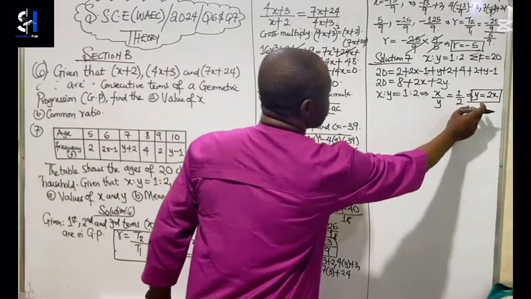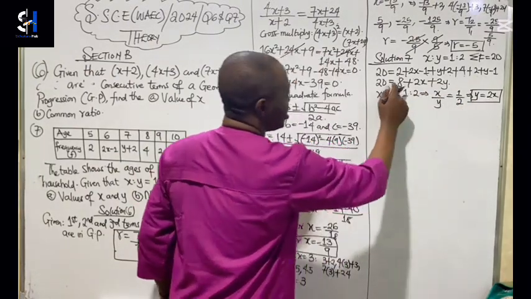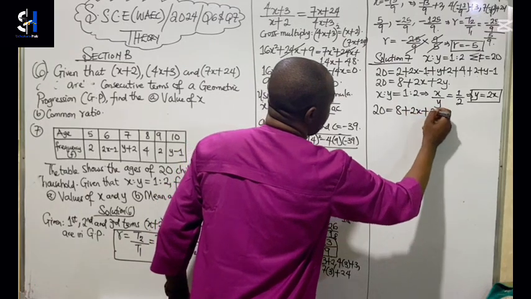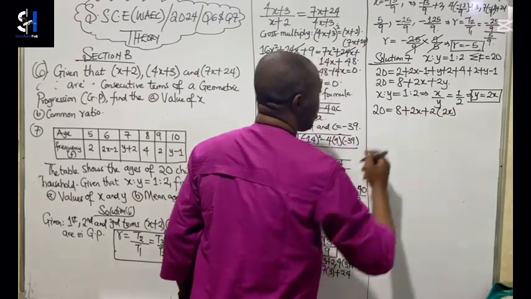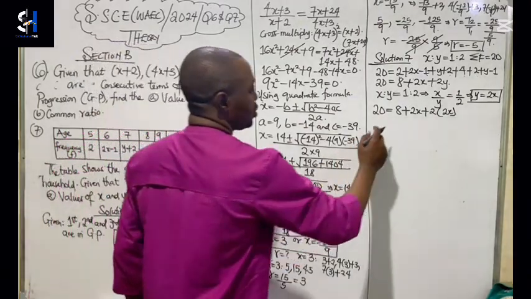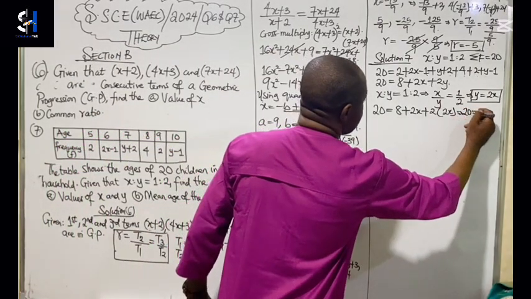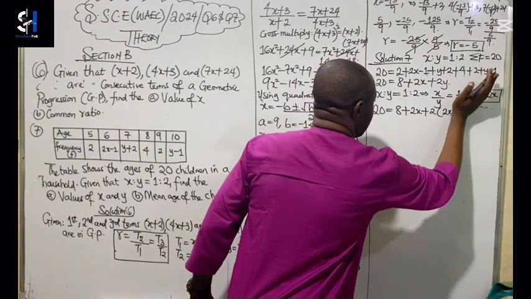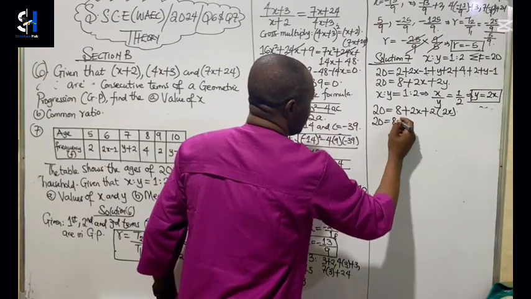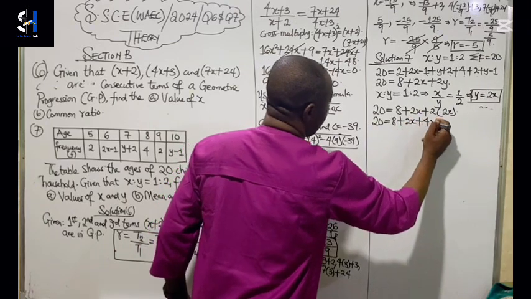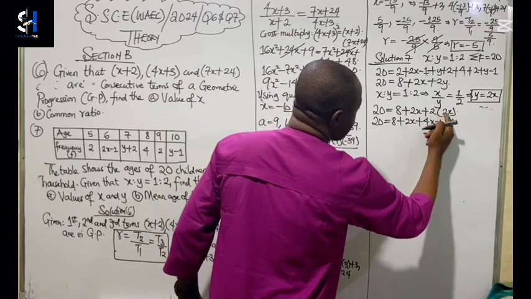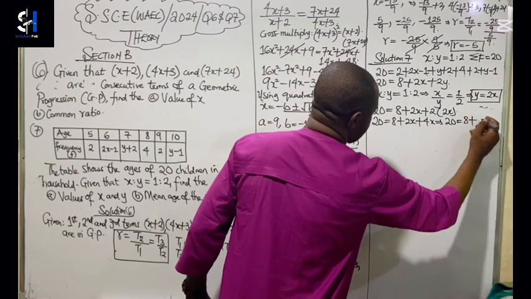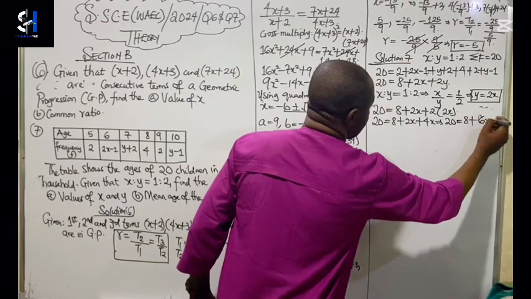So I'm going to replace y with 2x in this equation. Then we have 20 equals 8 plus 2x plus 2 times 2x, because y is 2x. So 20 equals 8 plus 2x plus 4x, because 2 times 2x is 4x. So this will be 8 plus 4x plus 2x, that will be 6x.